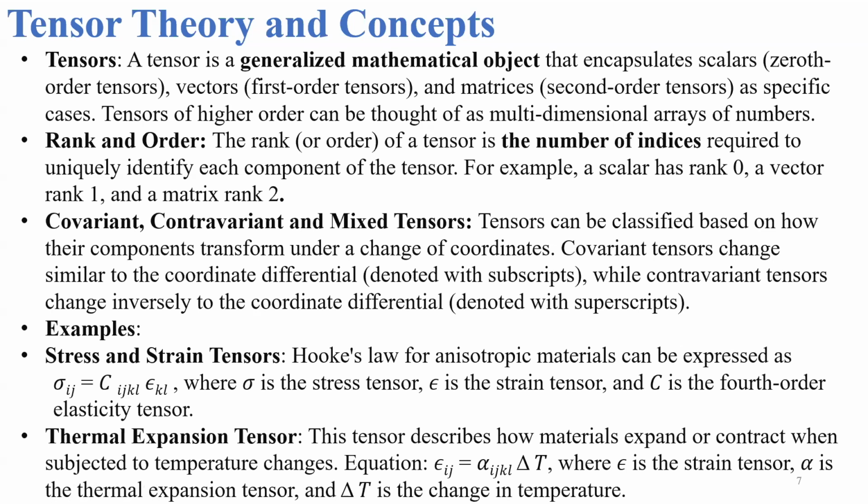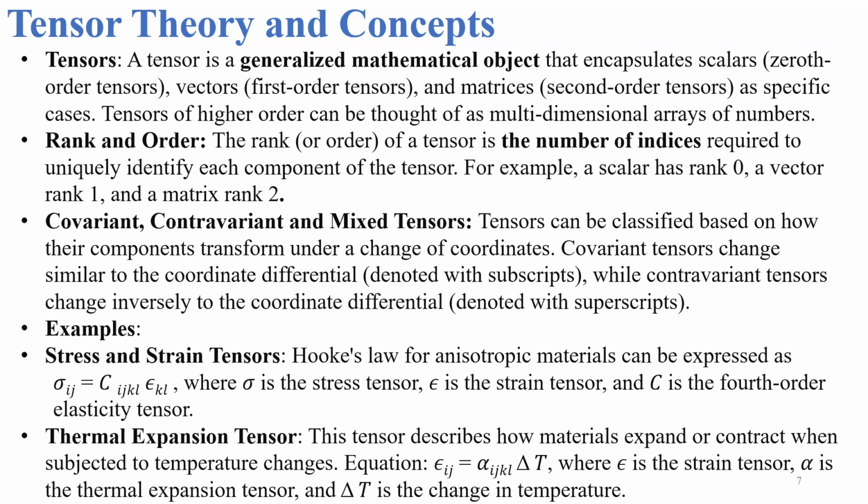Now, when we say rank and order, by that we mean the number of indices required to uniquely identify each component of a tensor. For example, a scalar like 5 or 7 has a rank of 0. A vector, such as an array of 5, 7, 9, 10, is rank 1. Similarly, a 5 by 5 or 2 by 2 matrix has rank 2.